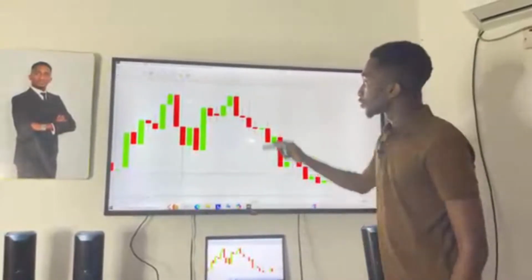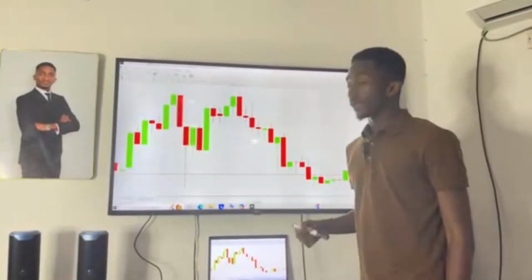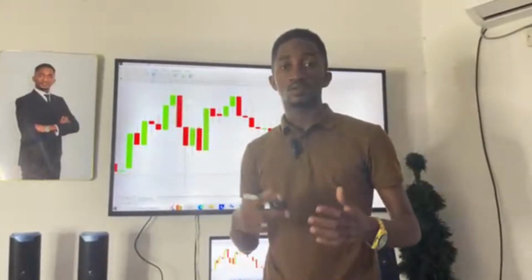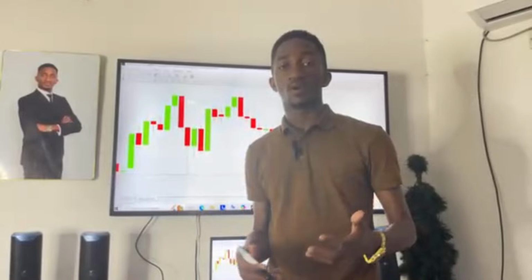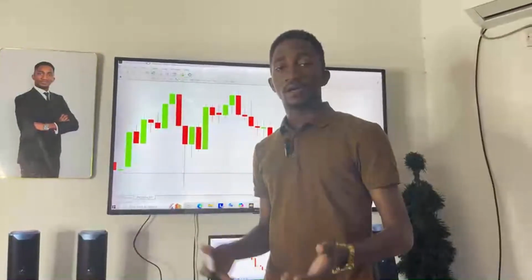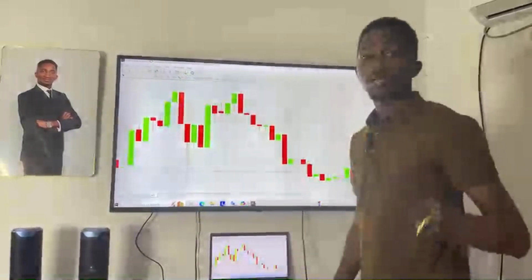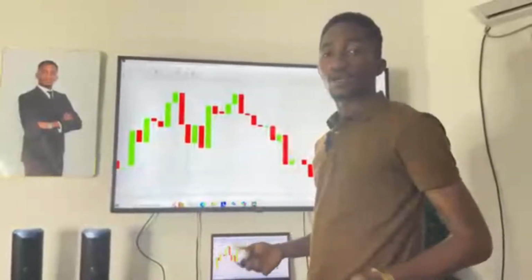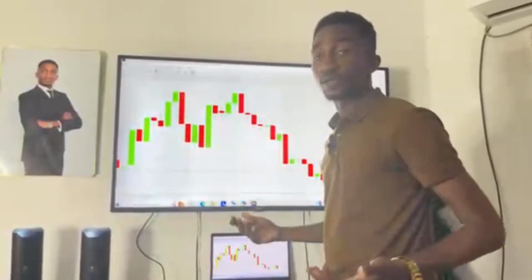Okay, the candlestick. So what is a candlestick? A candlestick is a graphical representation that shows how price tends to perform over a specific period of time. It shows you the performance of price, what price tends to do for different assets.